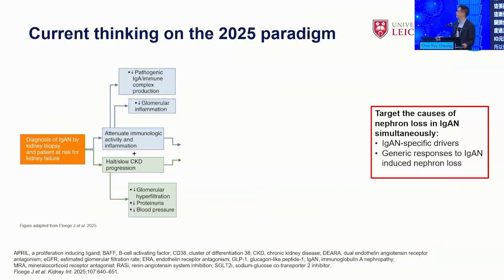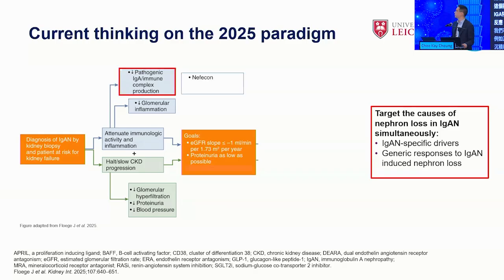So we can think of those two aspects at the top, which have been covered. So reducing pathogenic IgA and those immune complexes, reducing the consequences of IgA deposition and that glomerular inflammation. But we mustn't forget this aspect as well, because most of our patients have evidence of chronic kidney disease, kidney damage, and we must protect against that ongoing progression of those processes. And the goals here being in the middle as well, eGFR slope less than 1 mil per minute per year and proteinuria as low as possible.